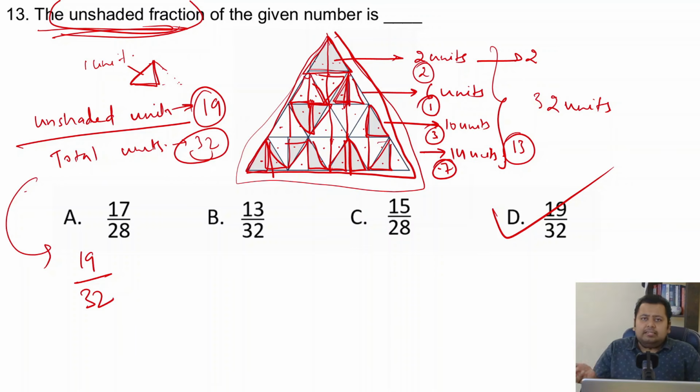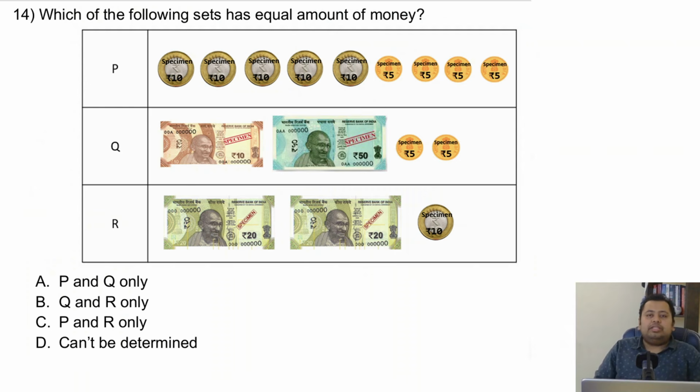Now, what is it asking for? It's asking for unshaded fraction. So now what you have to do is find out how many units are unshaded out of these 32 units. That we found out was 19. So 19 divided by 32 is your correct answer, right? Again, if you are still a little confused, just go back to the book, try solving it again by yourself, and then go to question number 14. Right. So let's go to question number 14.